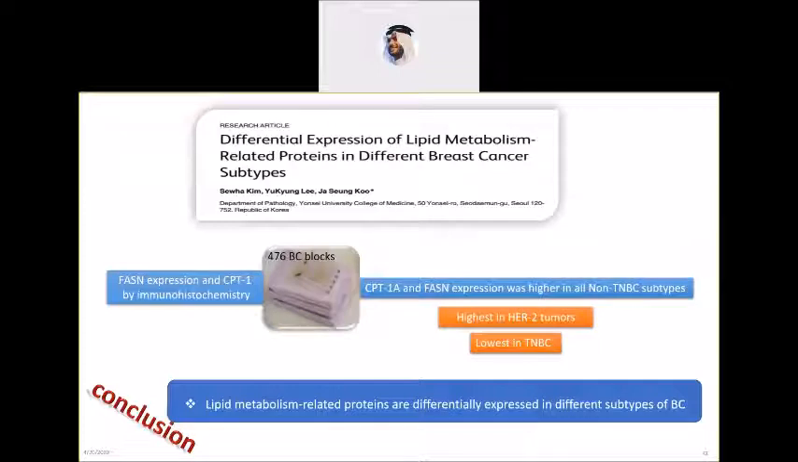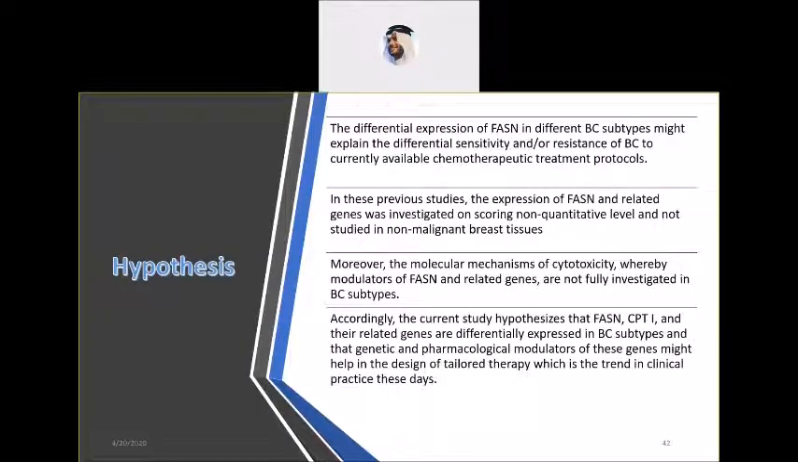Another study from Korea investigated the expression of FASN and CPT1 in more than 400 patients with different breast cancer subtypes, also using immunohistochemistry, and the authors found that CPT1A and FASN expression was higher in all non-triple negative subtypes, highest in HER2 tumors and lower in triple negative. They concluded that lipid metabolism related proteins are differentially expressed in different subtypes of breast cancer.